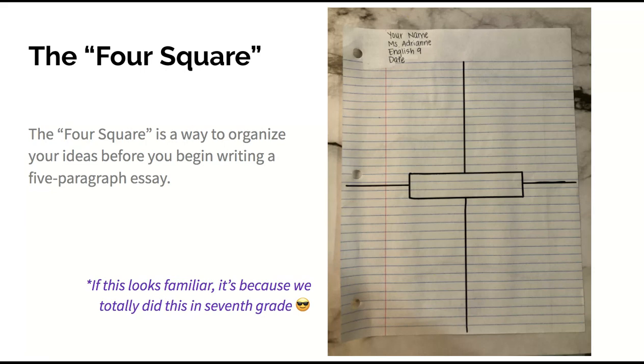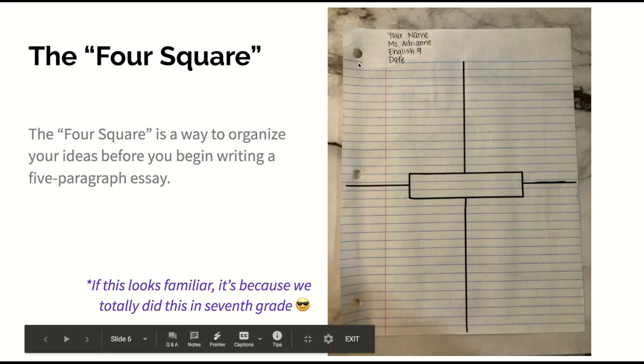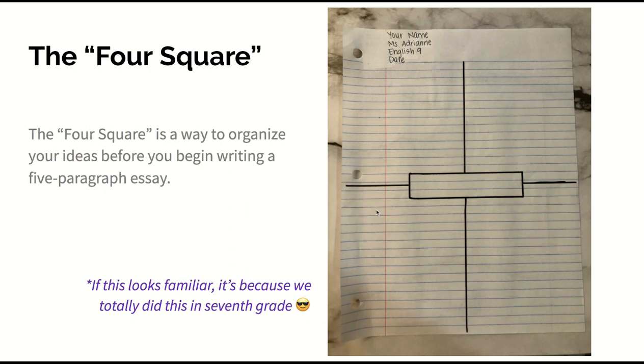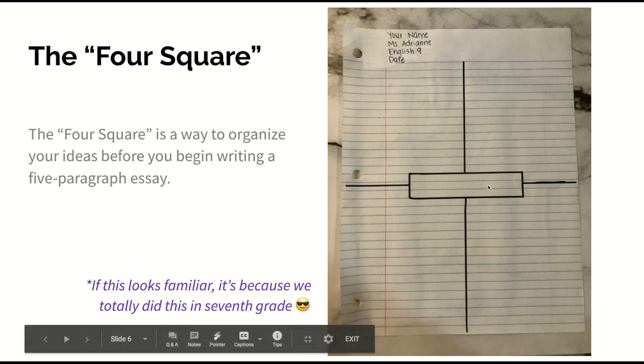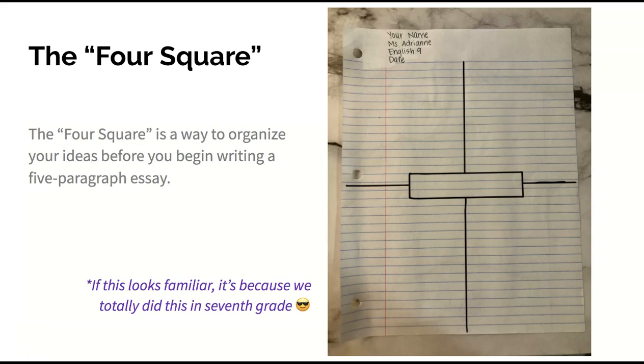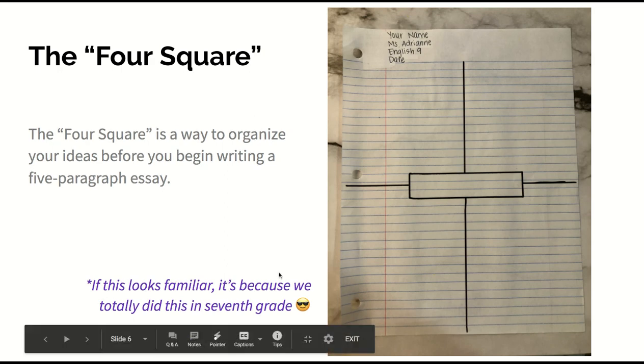So each of these boxes represents a different paragraph. This is body paragraph number 1, body paragraph number 2, body paragraph number 3, and body paragraph number, I'm sorry, not body paragraph number 4. The conclusion paragraph is this last box right here. We're going to circle back to that in a moment. And if this looks familiar, my loves, it's because we totally did this in the 7th grade. And a lot of you still use it on your own. So clearly you liked it. So we're bringing it back.